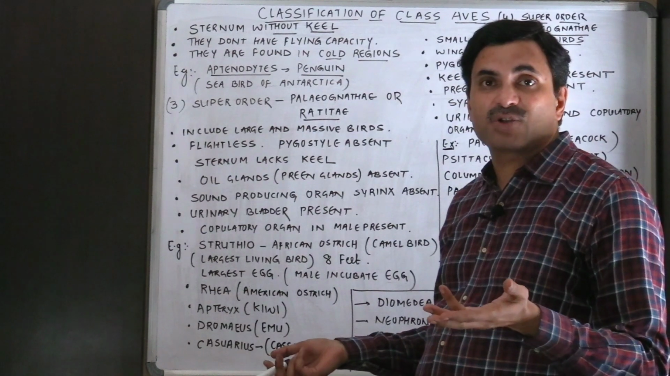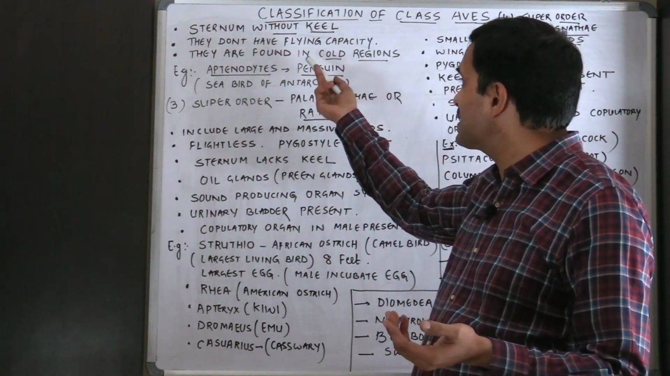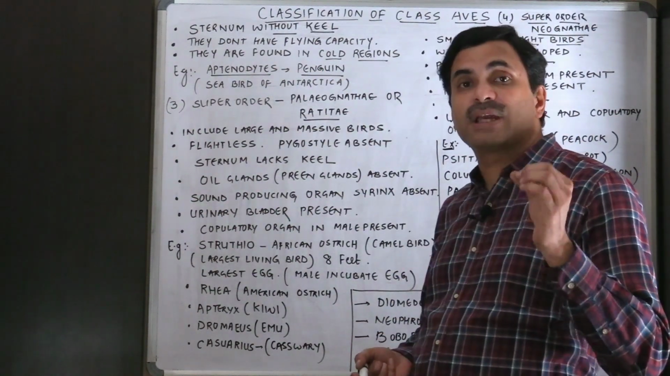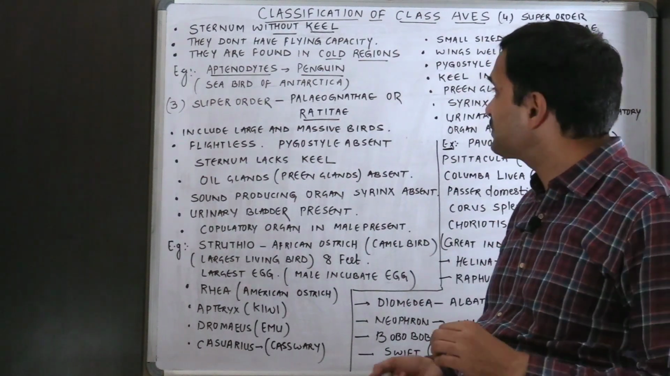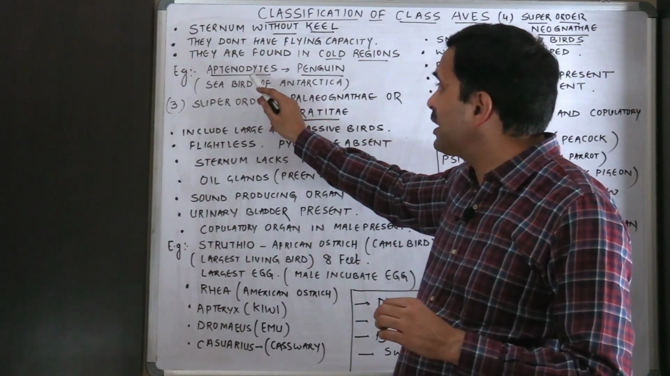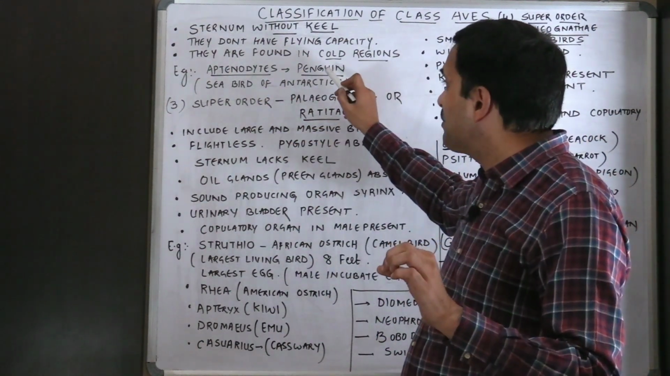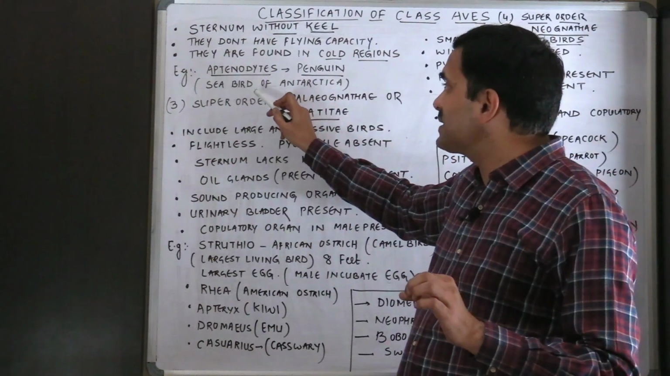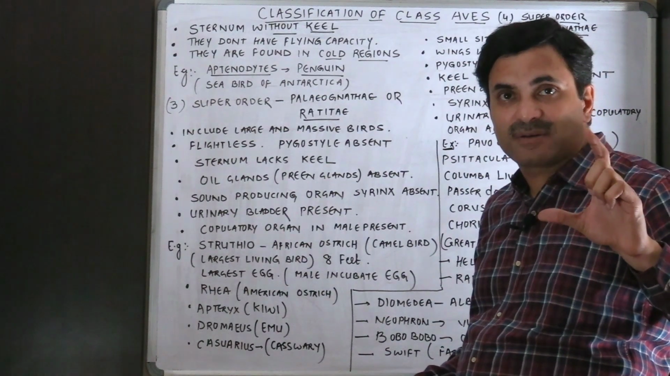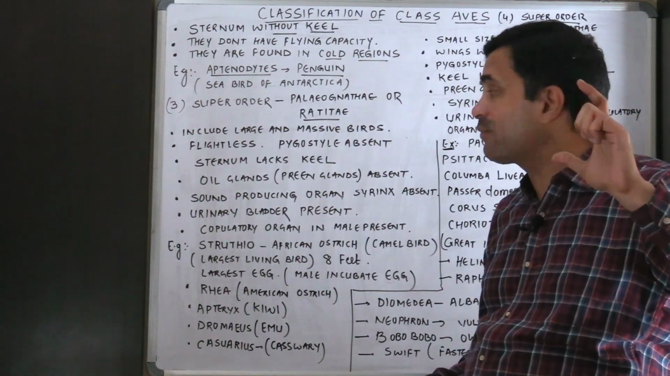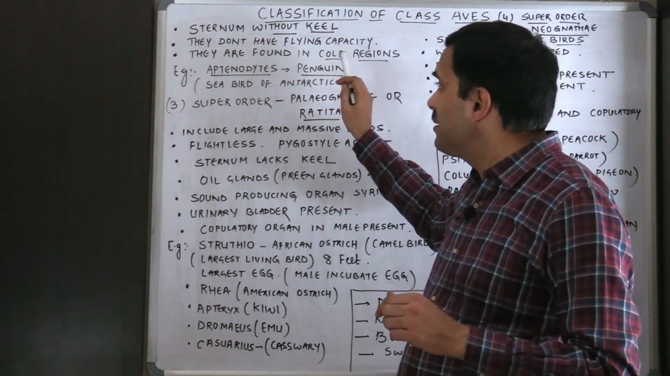Of course, they are marine birds, so they are not having the flying capacity, and they are found in the cold regions. All right, they are found at the poles. The best example is Aptenodytes. Basically Aptenodytes is the generic name of the penguin, and it is also called the sea bird of Antarctica, because they are found in the Antarctica region, which is the coldest region of the world. So again I am repeating, Aptenodytes is actually the penguin.